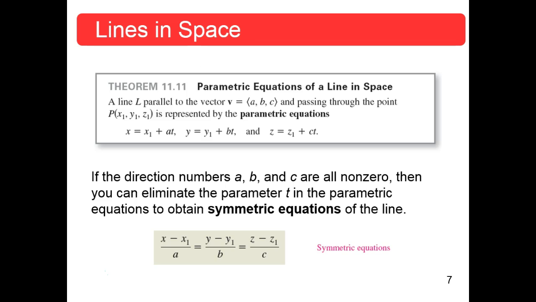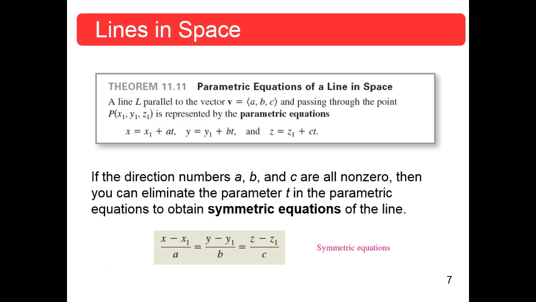Okay. So here's your theorem, 11.11. Parametric equations of the line in space. A line L, any old line L, parallel to some known vector V, A, B, C, passing through the point P, which is x1, y1, z1, is represented by the set of parametric equations x minus x1 is equal to at, y minus y1 is equal to bt, z minus z1 is equal to ct. Solving for x is equal to x1 plus at, y is equal to y1 plus bt, z is equal to z1 plus ct. If the direction numbers a, b, and c are all non-zero, then you can eliminate the parameter t in the parametric equations to obtain symmetric equations of the line. Okay?